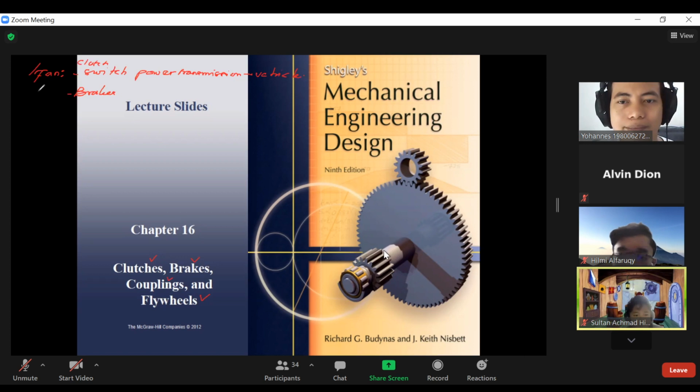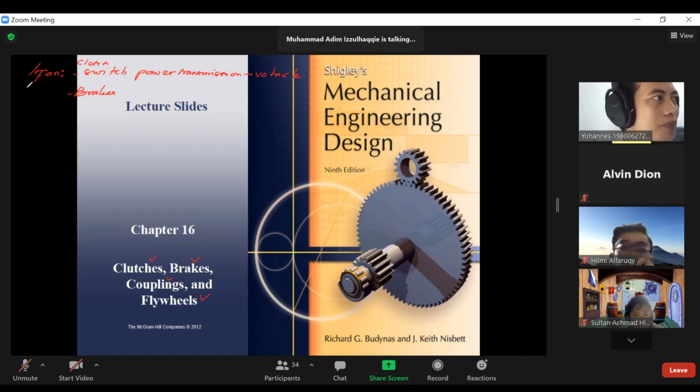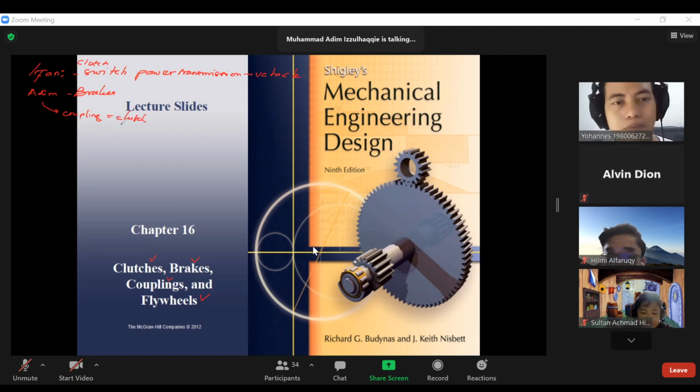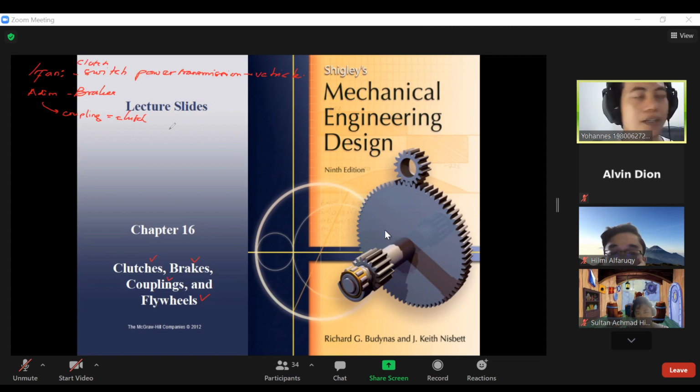Sir, maybe I want to. Muhammad Adim, please. Okay, sir. Thank you. Maybe I think the clutches and coupling are the same, because clutches are a kind of coupling, because coupling is some kind of power transmission, sir. So that is transferring the power from one side to the other side, sir. Okay, so the function is the same between coupling and clutch. Is that what you mean? And the main function is to transmit the power from one component to the other component. Is that right? Yes, sir.